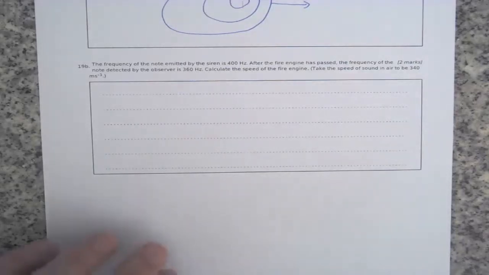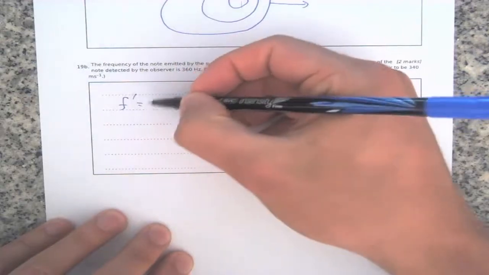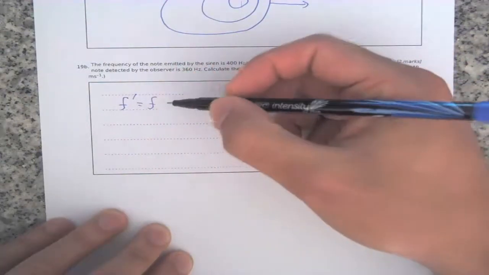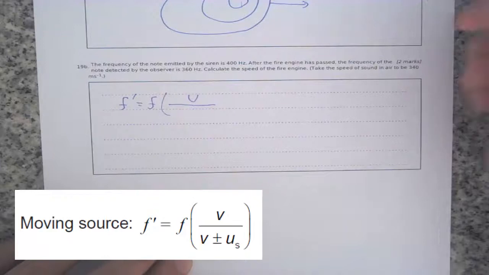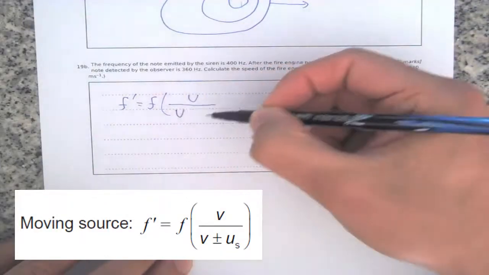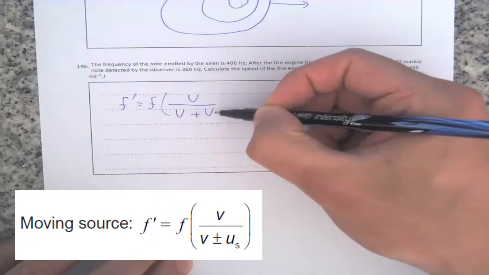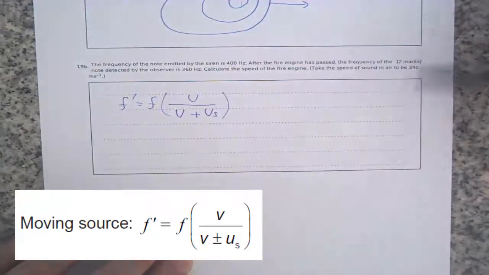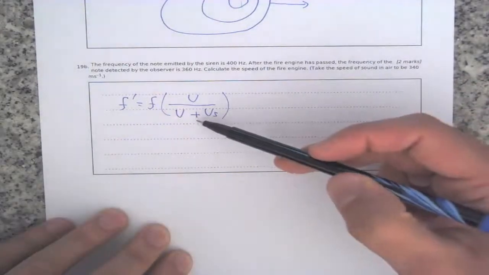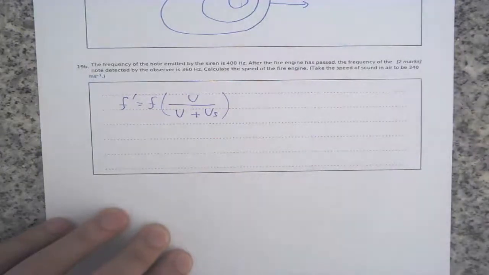So of course here we're going to use the Doppler effect. The new frequency that you get is equal to the old frequency times the speed of sound in air divided by the speed of sound in air plus the speed of the source, because we have a moving source and a stationary observer. Plus, of course, because it passes through. So it passed through, so it recedes.